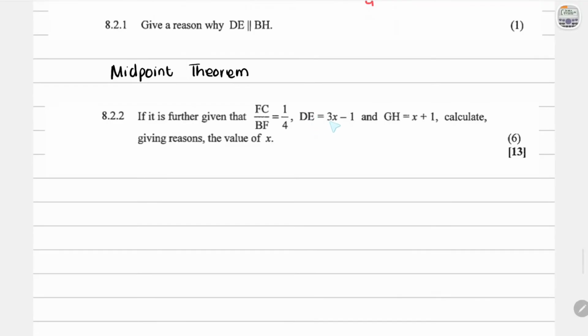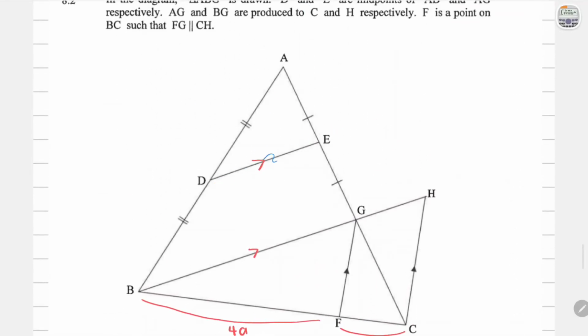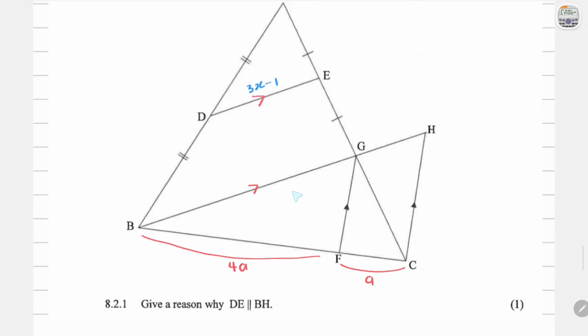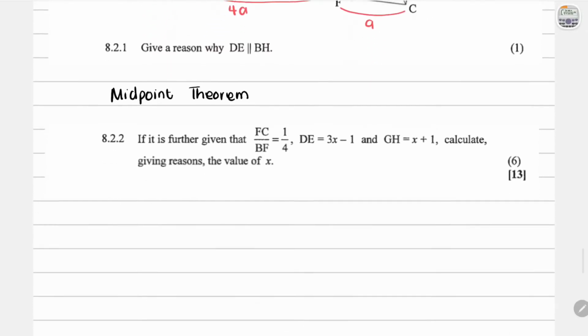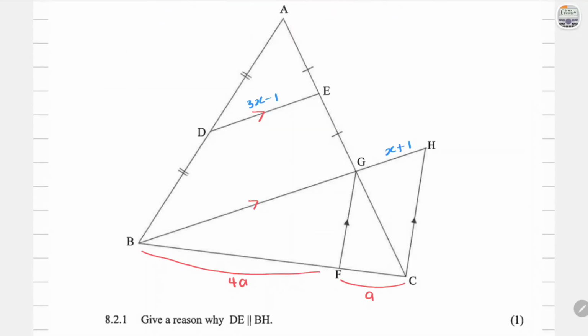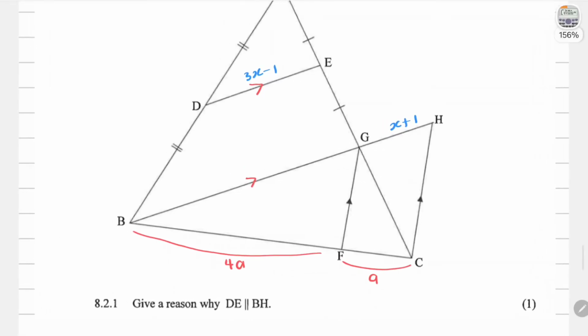And then they say DE is 3x minus 1 and GH is x plus 1. So GH, this part, is x plus 1. And they want us to calculate, giving reasons, x. Okay, so looking at this, to find x, we need an equation to be able to find x.